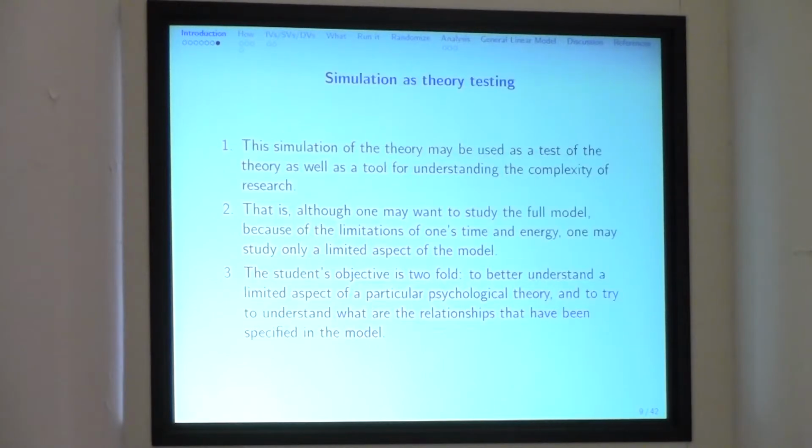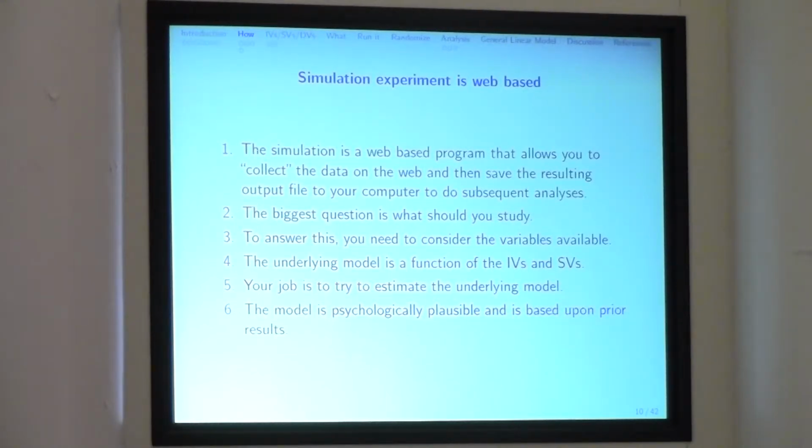That's fine. So it's a test of theory, and the model is much too complicated for any one student to look at it. And so their objective is twofold: to better understand a limited part of psychological theory and to try to understand what are the relationships. And it's based on a web-based program, and I'll show you the web-based, but I'm not going to link to it, but I'm going to show you screen captures from it because I don't have the courage that Chip had to go to the website itself. The biggest question is, what should you study?